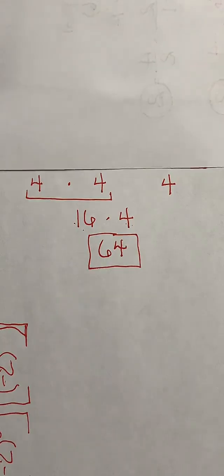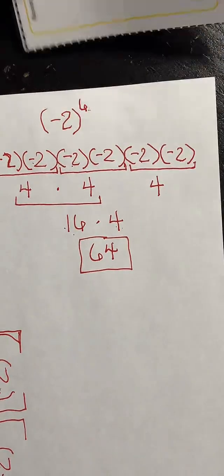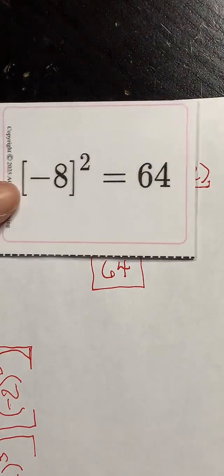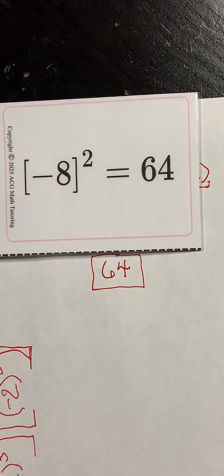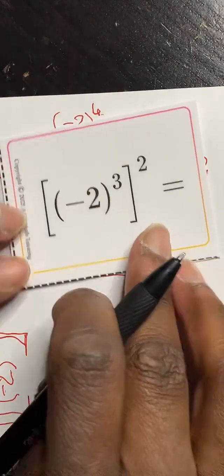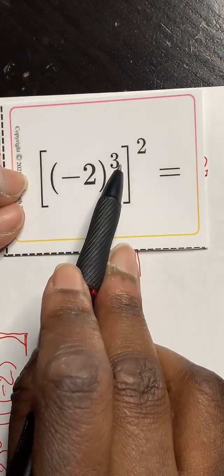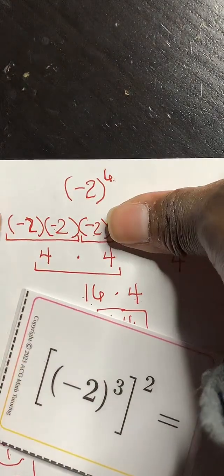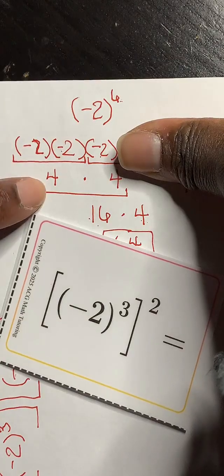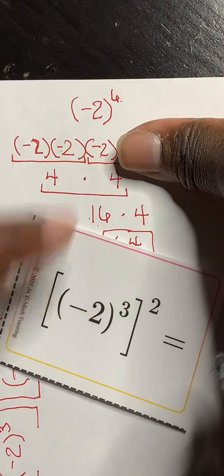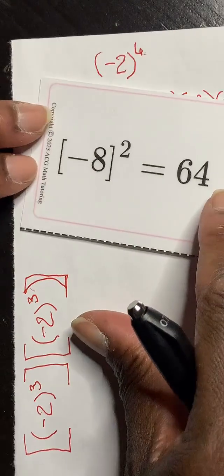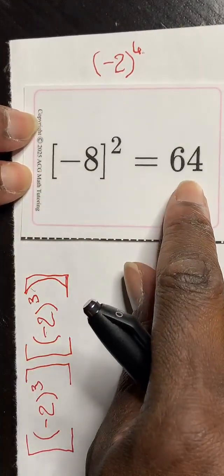All right. So that's one way of doing it. And you're like, well, where's that negative 8 coming from? Oh, because negative 2 to the third power, that's the same as saying negative 2 times negative 2 times negative 2. Negative 2 times negative 2 gives us 4. 4 times negative 2 gives us negative 8. And if we wanted to square that negative 8, we can also get 64.